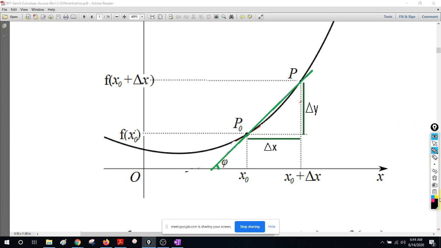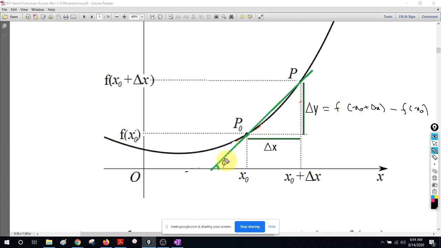Now you know that this delta y value, I can write it as f(x₀ + Δx). That is the total height. Now I have to subtract f(x₀). Now what I need is the tangent of this green line, which is going to be somewhat closer to the tangent at this point, right?